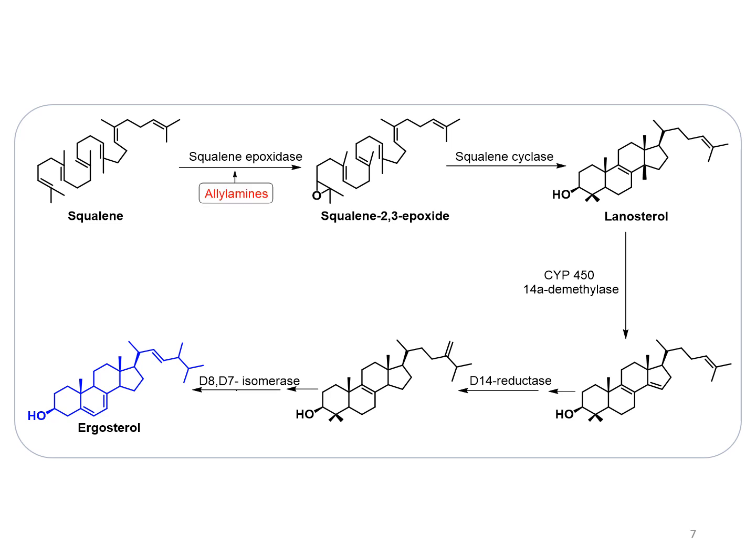Then the epoxide intermediate is cyclized to give the steroidal backbone, a process that is catalyzed by squalene cyclase. The resulting intermediate, which is called lanosterol, is demethylated via 14-alpha demethylase, which is classified as a cytochrome P450 enzyme. This enzyme is the target of the most commonly used antifungals that are called azoles. The demethylated intermediate then undergoes a number of modifications that convert it eventually to ergosterol.